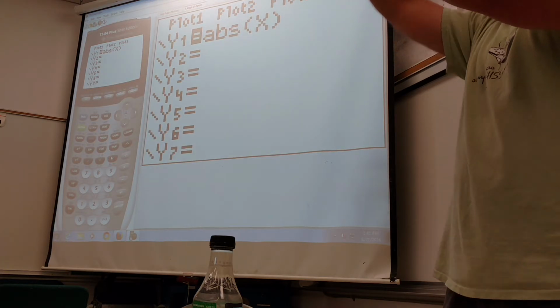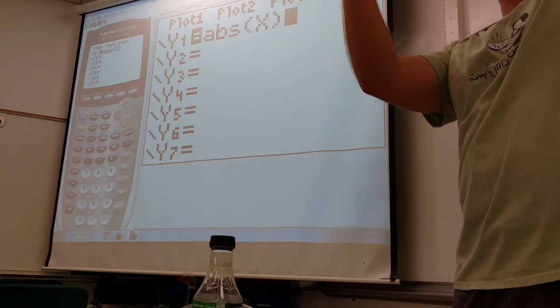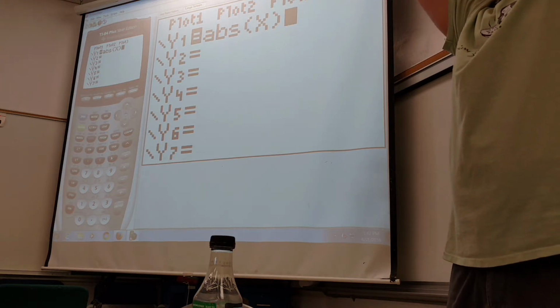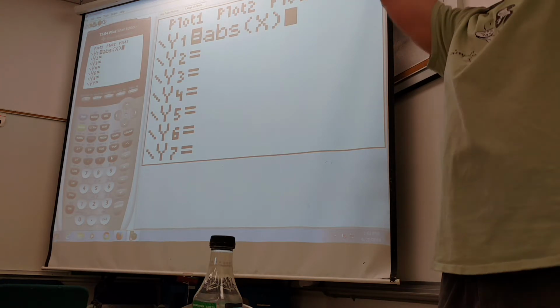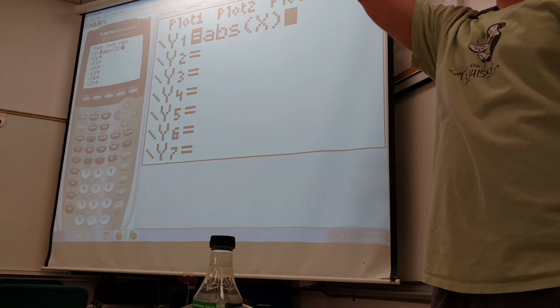Because on the positive side, all the outputs are positive. On the negative side, all the outputs are positive. So it should look like a V. And you know that x squared looks like what?